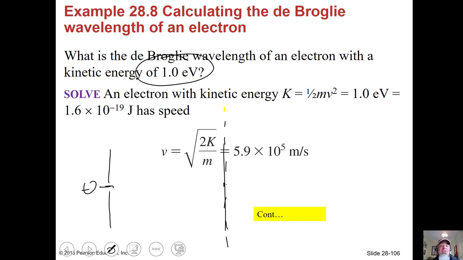Okay, anyway, back to this problem. What is the de Broglie wavelength of an electron? Okay, so you know the mass of an electron with kinetic energy of 1 eV. Okay, so we can figure out how fast an electron is moving. So this kinetic energy is good, 1 eV, but you need to put it into joules, as is being done here. 1 eV is 1.6 times 10 to the minus 19th joules.